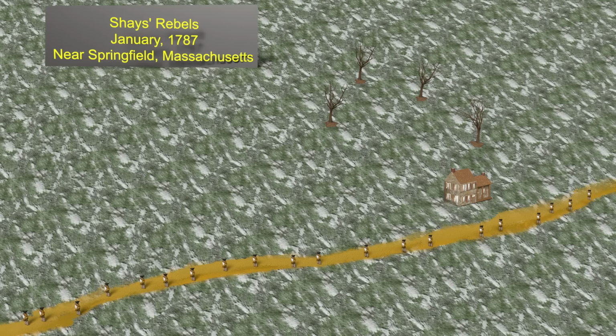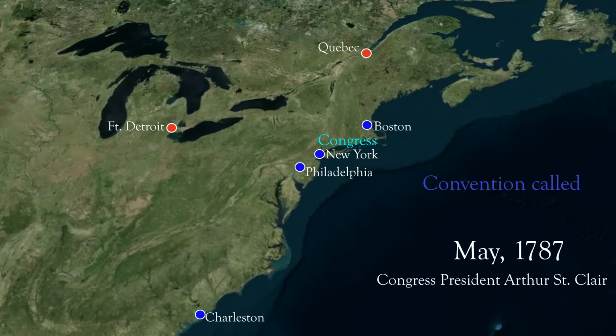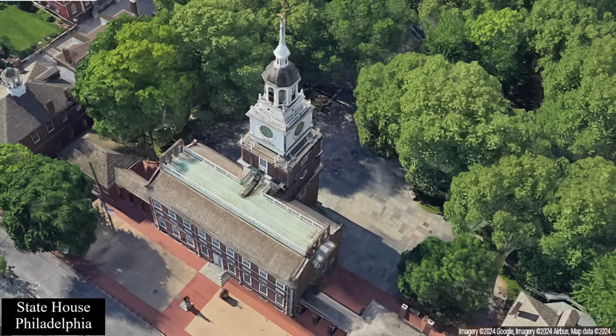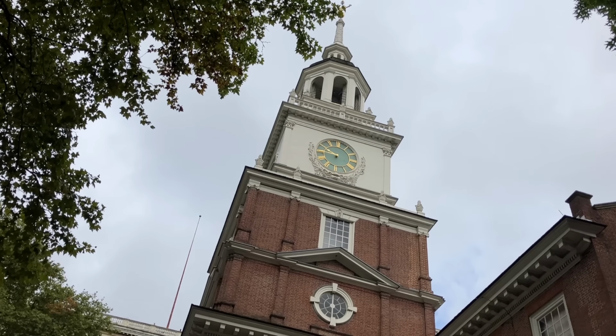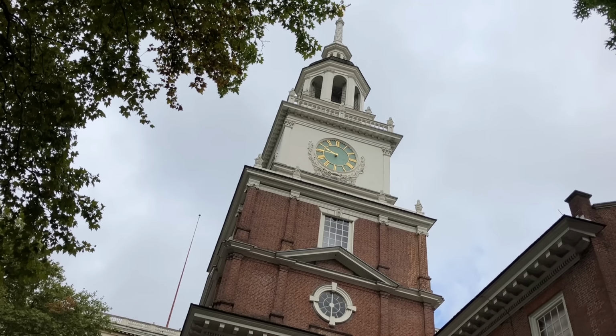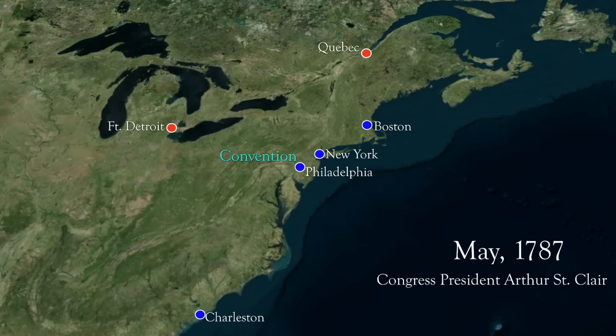Delegates are once again meeting in Philadelphia in May 1787. 11 years previously, in 1776, the Continental Congress had met in the State House in Philadelphia to declare independence from Britain. Now, some of the same men are meeting in the same building to reform the new United States government. The State House came to also be called Independence Hall.